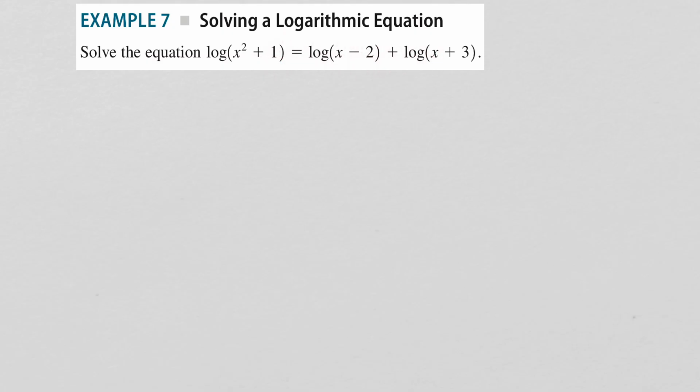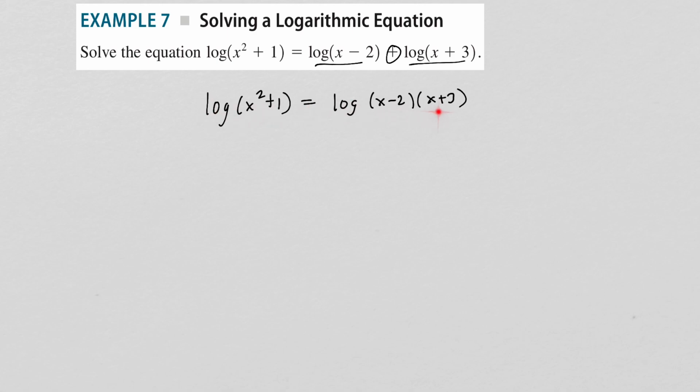One important thing to point out is that they are all log base 10. So what I can do in this particular case on the right-hand side is combine these logarithms into a single logarithm. Because we're adding these logs together, we're going to multiply x minus 3 and x plus 3. Now from here, the only way log base 10 of one thing can be equal to log base 10 of another thing is if these two things are equal.